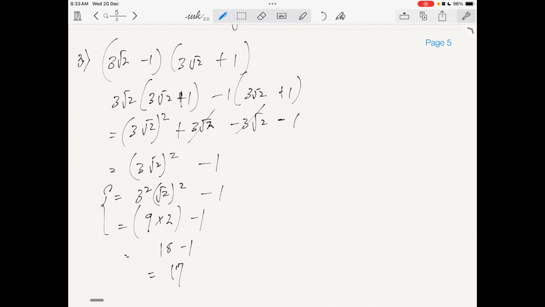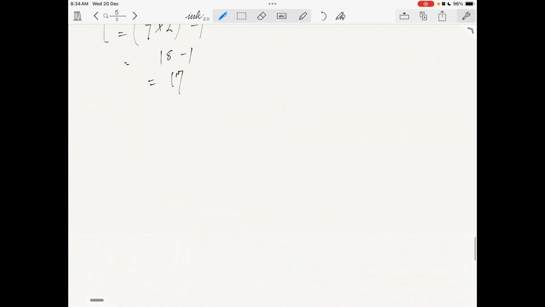All right, let's move straight on without wasting our time. Let's move down to division of surds. Let's take for instance that division.